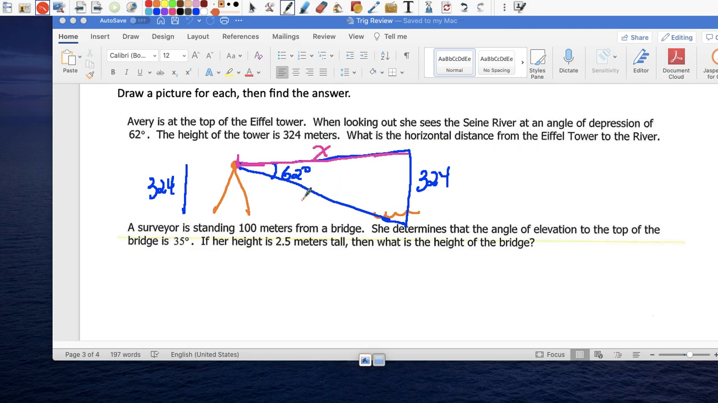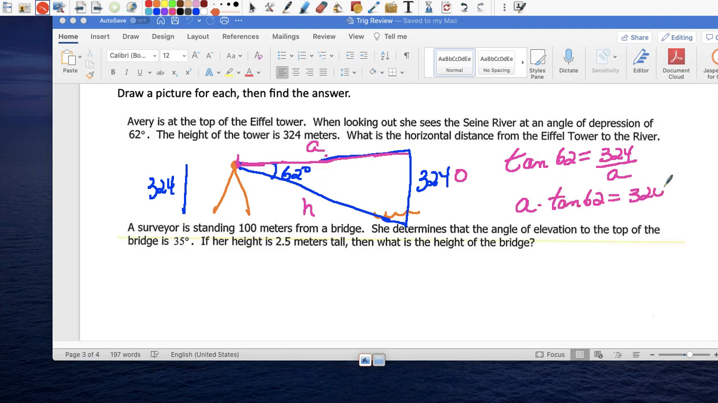So hypotenuse, we don't have. We have the opposite, and instead of x, let me write the adjacent. So hypotenuse, we don't have anything, and we're looking for the adjacent. So this is definitely a tangent. So tangent of 62 equals opposite, which is 324, over the adjacent. Cross multiply, adjacent times tan of 62 equals 324. Divide both sides by tan of 62.